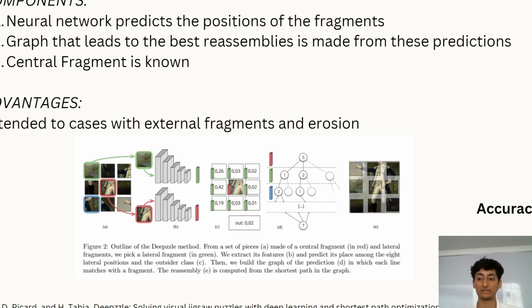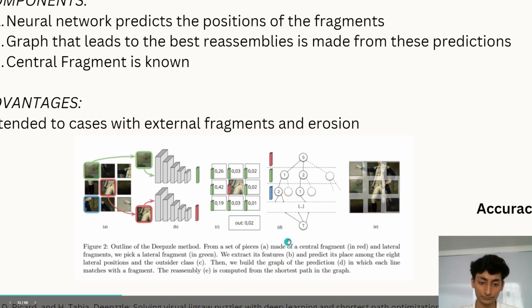So the paper's name is Deepzzle. So here is an outline of the Deepzzle method, from a set of pieces made up of central fragments. This paper assumes that you have knowledge of the centerpiece, because if you have the knowledge of the centerpiece, it becomes relatively easier to understand what the other pieces are. For the example I gave in the beginning of the horse, if you knew what the centerpiece was, it would become relatively easier for you as well to fix all the other pieces. So made of a central fragment and lateral fragments.